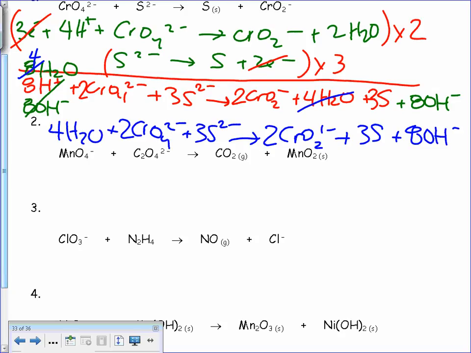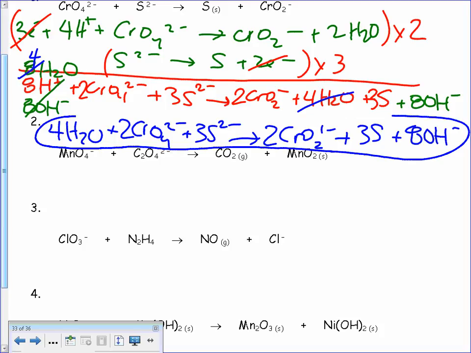Okay. So do go ahead and do number 2, which is this one, balance in base. You have this on your sheet as well. It's just that it's on the bottom. It's the bottom one.